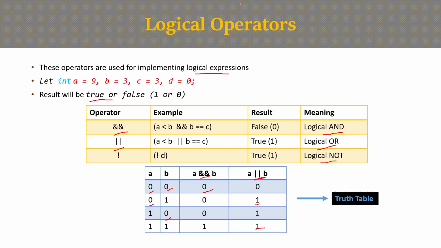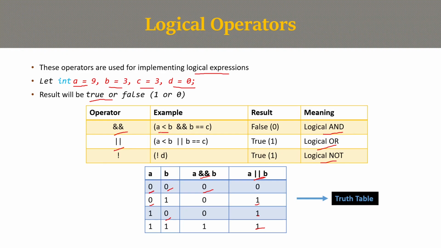Now, as you can see, I have listed an example here. For our logical AND, I have declared some variables: a equals to 9, b equals to 3, c equals to 3, and d equals to 0. In this example, a less than b. Is 9 less than 3? No, 9 is not less than 3. If 9 is not less than 3, it means that this will be 0.